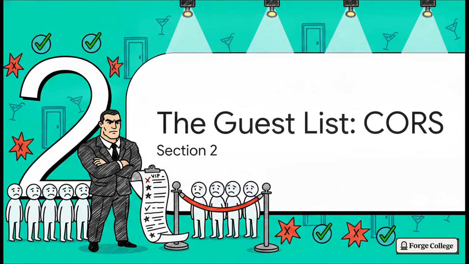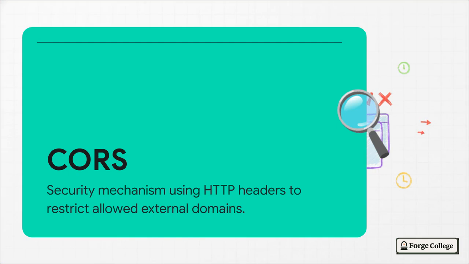Moving right along to Section 2, the guest list, also known as CORS. If our API is an exclusive nightclub, origin management is basically like hiring an incredibly strict, totally unbribable bouncer. For anyone new to the term, CORS stands for Cross-Origin Resource Sharing. It's a security mechanism that uses HTTP headers to restrict which external domains are allowed to talk to your API. In practice, the browser sends what's called a preflight request. Think of this preflight request as the bouncer stepping outside the club, checking the VIP list, and verifying the visitor's credentials before anyone is even allowed to set foot inside the building.